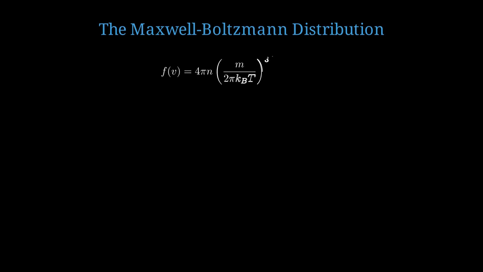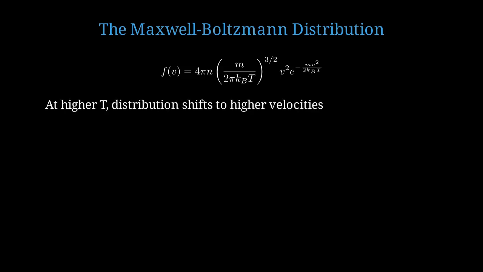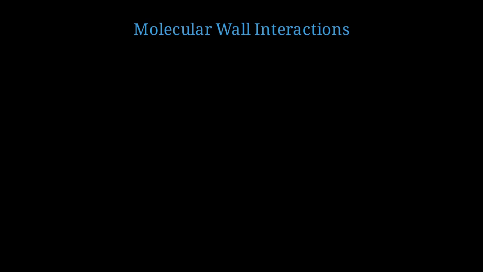The Maxwell-Boltzmann distribution gives the probability of finding molecules at different velocities. It depends on temperature, mass, and velocity. As temperature increases, the entire distribution shifts toward higher velocities and becomes broader. This means that molecules hitting the wall at the hot end carry more momentum than those at the cold end. Now let's examine what happens when molecules interact with the channel walls. This is where the magic of thermal creep begins.